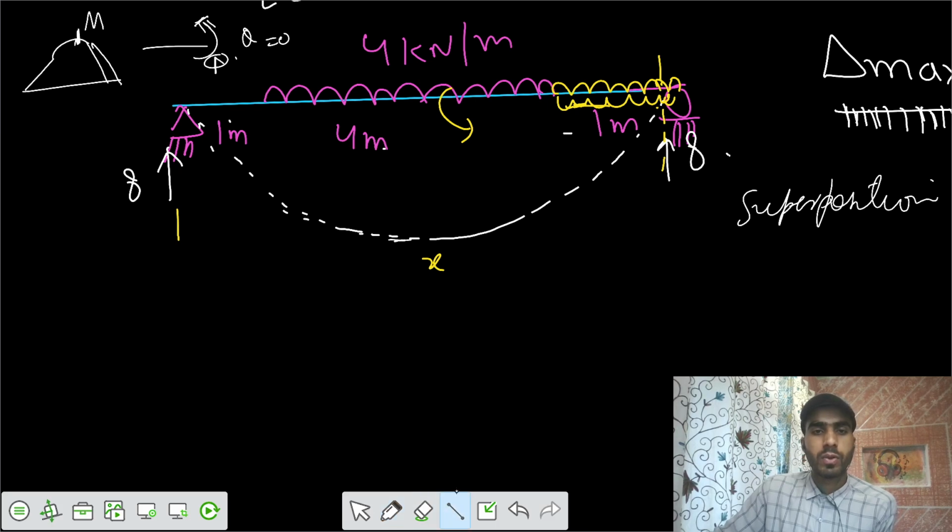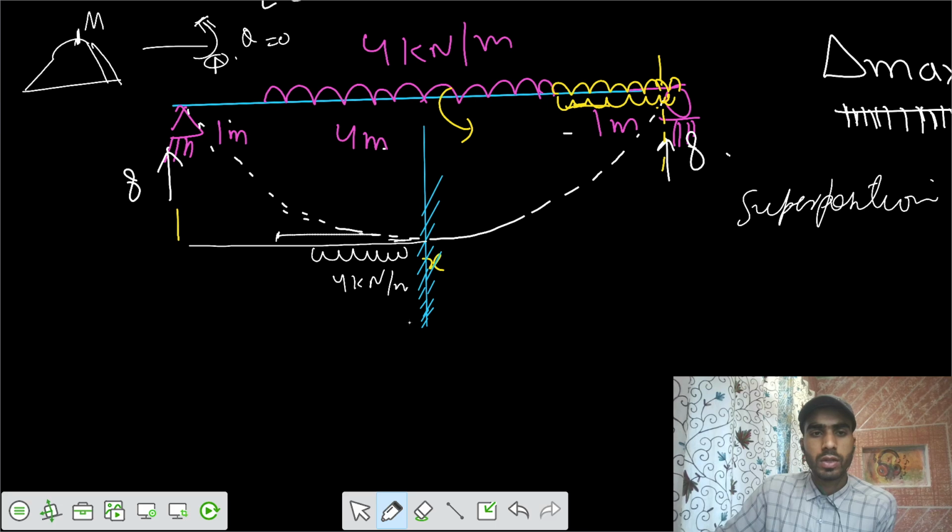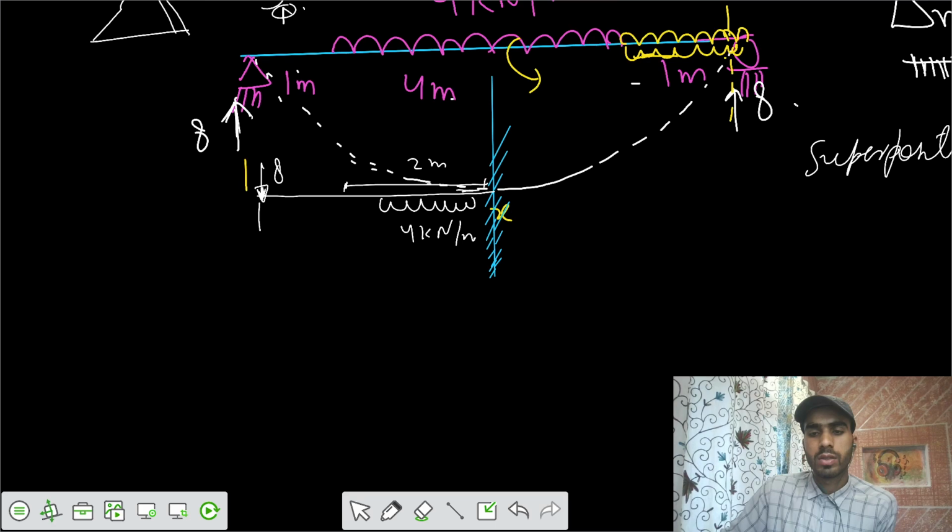If I make a fixed support here at the mid span and solve from one of the sides, so initially the beam was in this fashion. Now you applied an upward load of 4 kilonewton per meter for a length of 2 meter, and a load here: the reaction was 8 upwards, so you are applying a load of 8 kilonewton downwards. It would have two effects, and we separately solve those by using the concept of superposition.